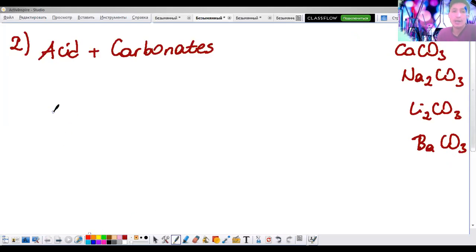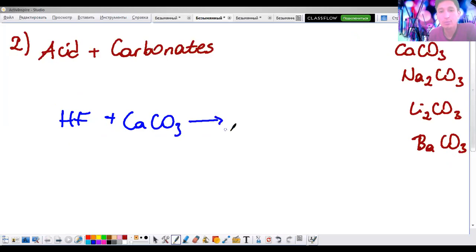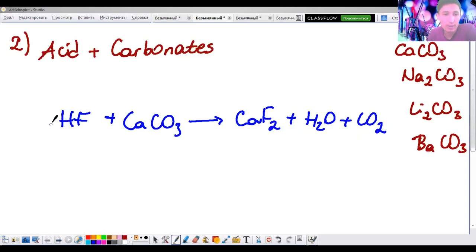Let's take another acid, for example, hydrofluoric acid, plus carbonates. Let's take calcium carbonate first. Calcium carbonate produces what? It produces calcium fluoride plus water plus carbon dioxide. So here, balance. You need to put a two here.